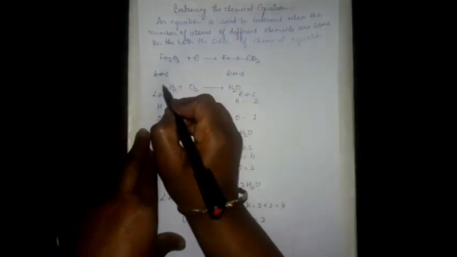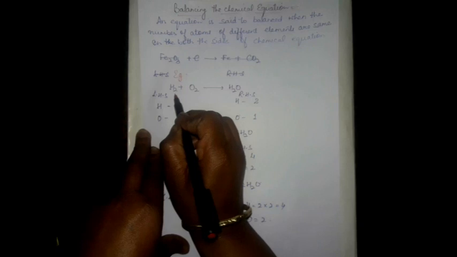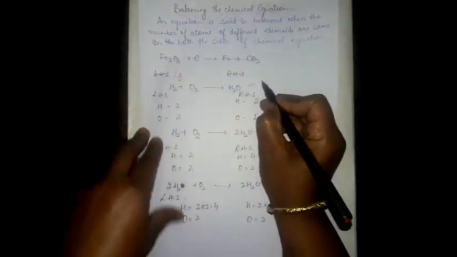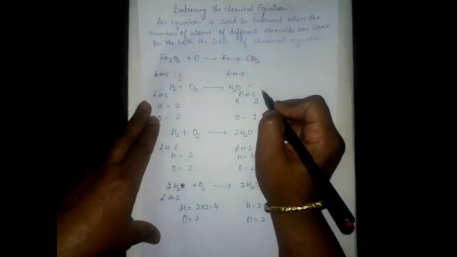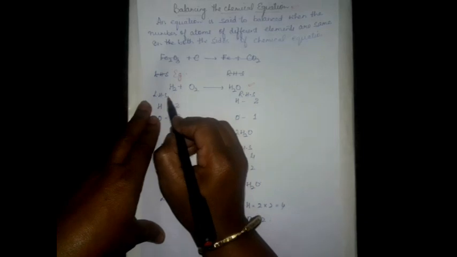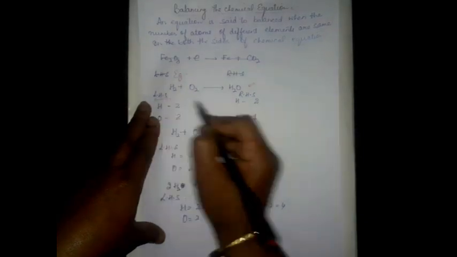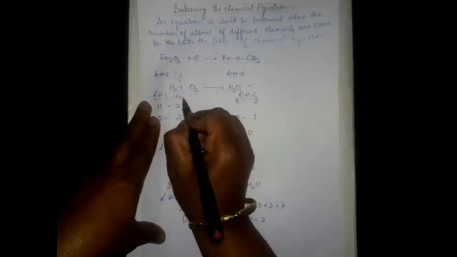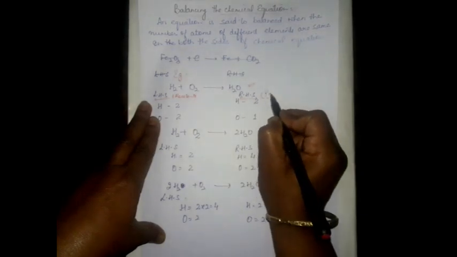For example, I will take one example. H2 plus O2 gives you H2O. Now please see it properly and understand how we are going to balance the chemical equation. Here first of all you will write down LHS, meaning left hand side, and on the right side you will write RHS. Left hand sides are the reactants and RHS sides are the products.